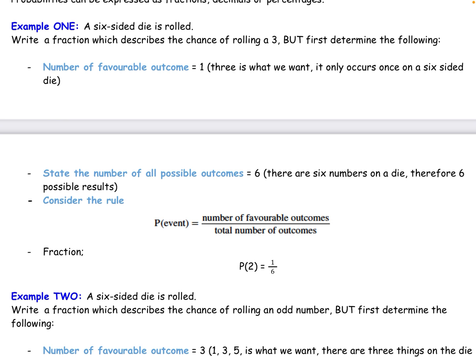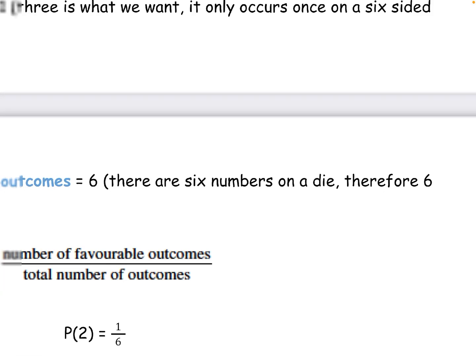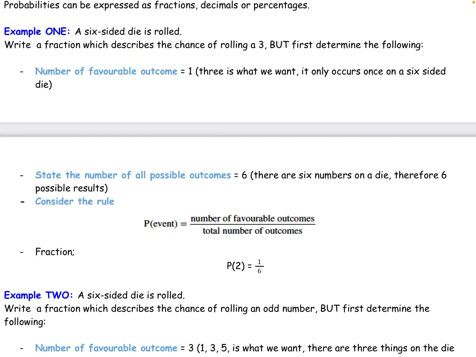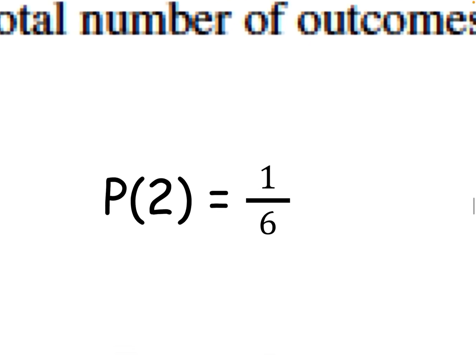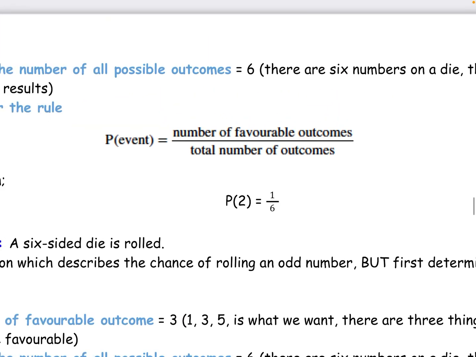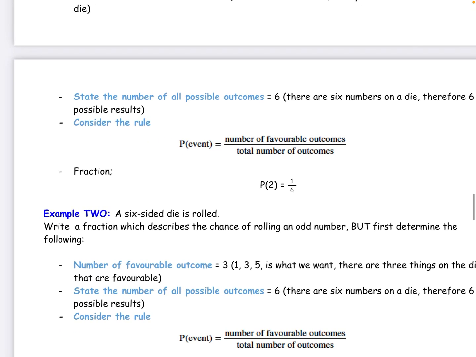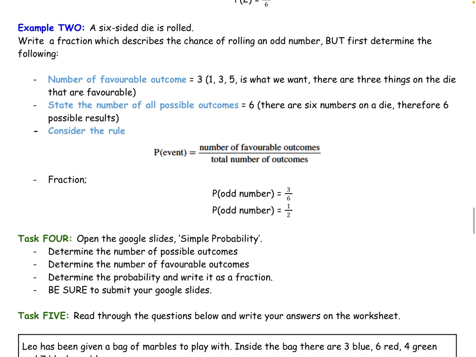State the number of all possible outcomes. Okay, well, think about a die. There are 6 numbers, aren't there? 1, 2, 3, 4, 5 and 6. So there's therefore 6 possible answers, aren't there? Okay, and the next one, consider the rule. So we put our first number 1 on the top, we put our second number 6 on the bottom, and that is our answer.